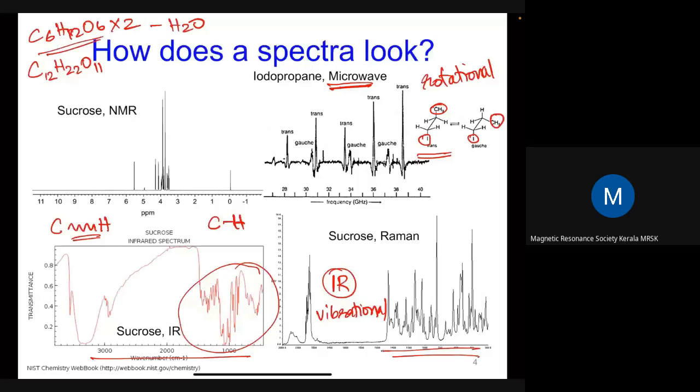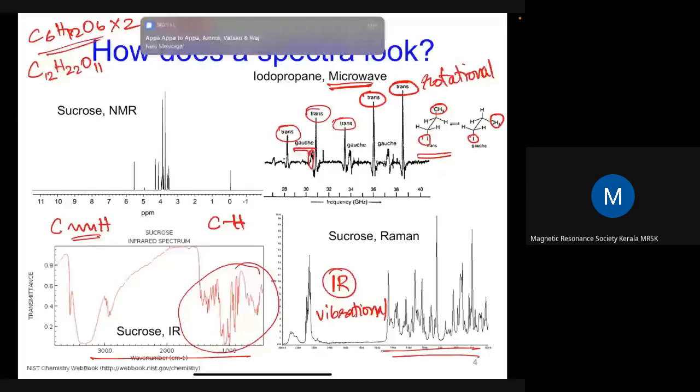whether they are actually present and how much of it is present is clearly visible from the microwave spectroscopy. You're able to see specific signatures for the trans conformation, and also very specific signatures for the gauche conformation that is being present.